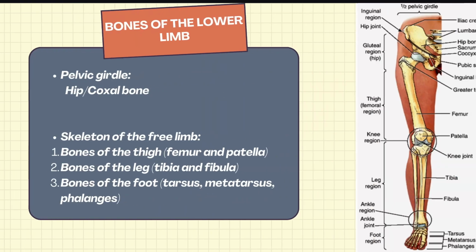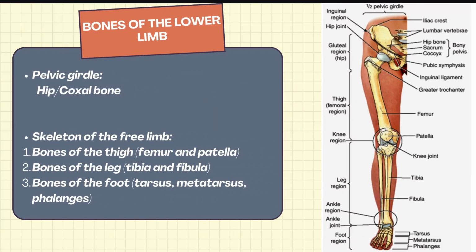Let's get this started. Okay, now we have the bones of the lower limb. The bones of the lower limb are made up of axial and appendicular bones. The axial bone over here is going to be the hip bone, making the pelvic girdle. And the appendicular was divided into three parts over here. You have the bones of the thigh, which is made up of the femur and patella, bones of the leg, which is made up of the tibia and fibula, and bones of the foot, which is made up of tarsus, metatarsus, and phalanges.